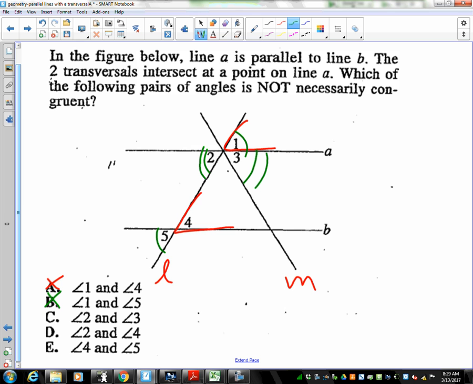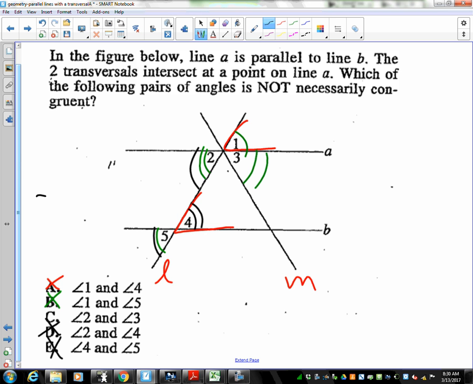2 and 4, let's just make sure we see that 2 and 4 are alternate interior angles. Those are supposed to be congruent when parallel lines are cut by a transversal. Now 4 and 5 are congruent because those are vertical angles. So it's definitely here, 2 and 3.